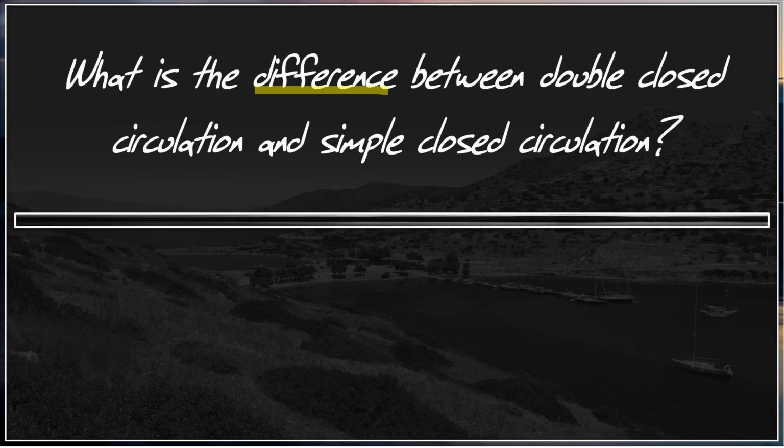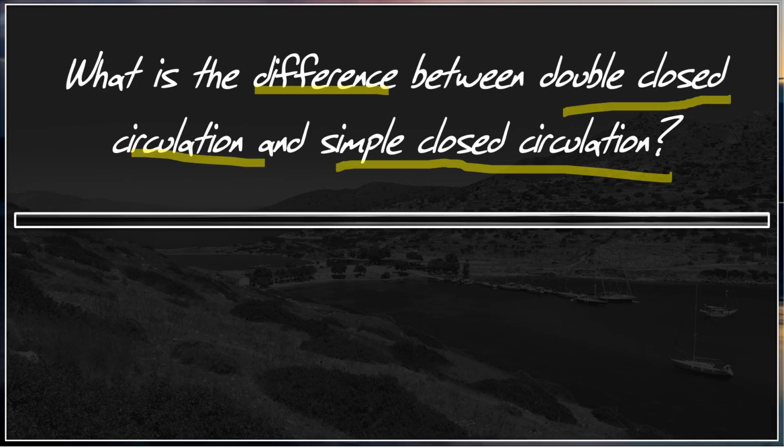What is the difference between double closed circulation and simple closed circulation?